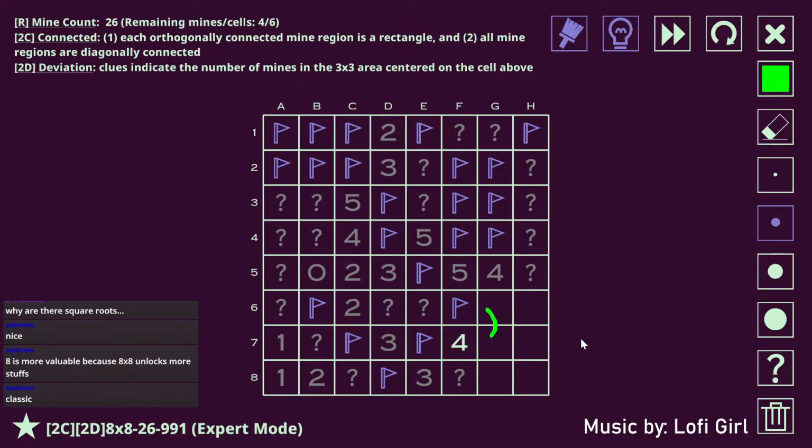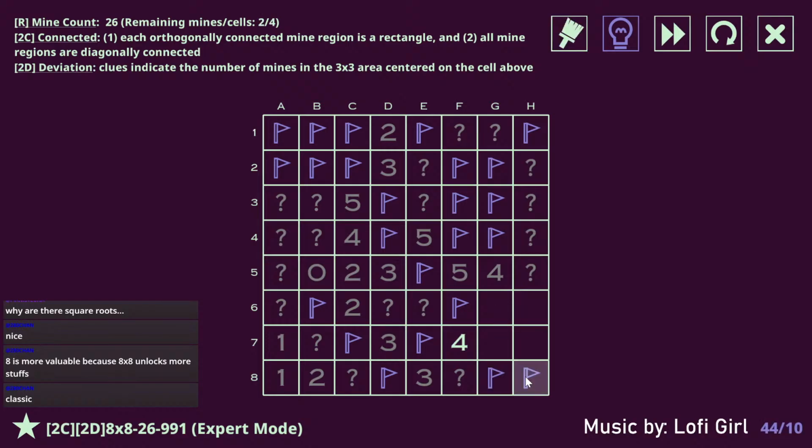We know one of them is not here. And so the other one also has to be not here. Because if these were both mines, then however you arranged your thing here, you're always going to produce a non-rectangle. So there's one non-mine here and one non-mine here, meaning these are both mines.